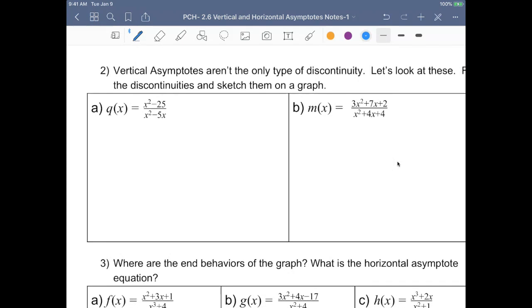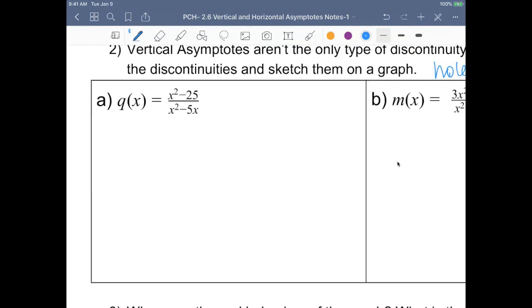So our second type, these are holes. Okay, we're going to factor the top and the bottom. I have a difference of squares on top, so this is x minus 5 times x plus 5. On the bottom, I'm going to take out the greatest common factor, an x, giving me x times x minus 5. So I know that when the bottom equals 0, I have either a hole or a vertical asymptote. When the factors cancel, the vertical asymptote turns into a hole.